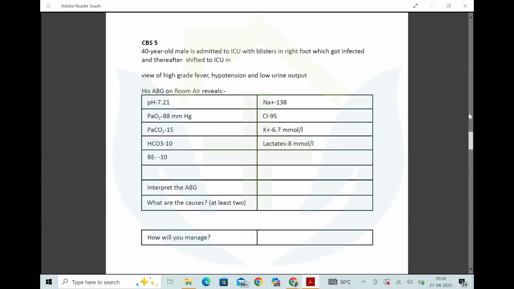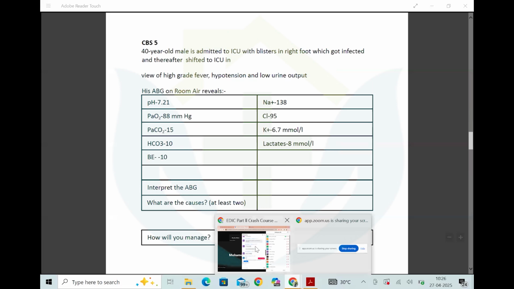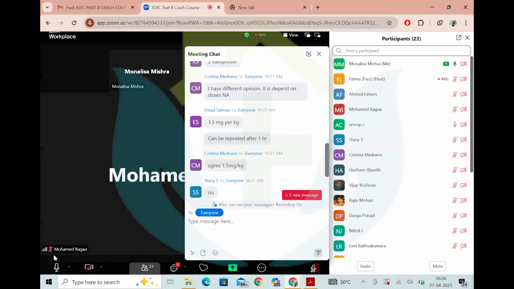A 40-year-old male patient is admitted to ICU with blisters in the right foot, which got infected. Then the patient was shifted to ICU. This revealed high grade fever, hypotension, and reduced urine output. I would request you to take 2 minutes to analyze this ABG, and after 2 minutes, I'll connect to you to ask questions about this ABG.